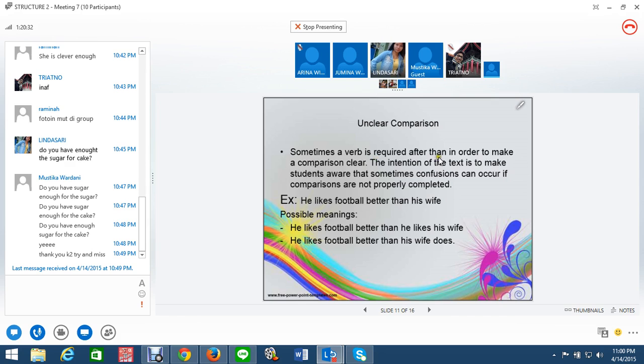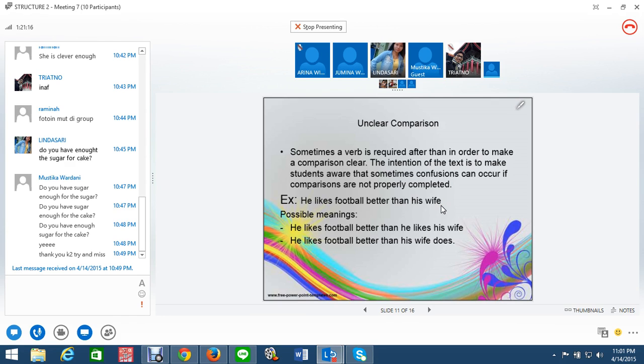Sometimes a verb is required after than in order to make a comparison clear. The intention of the text is to make students aware that sometimes confusion can occur if comparisons are not properly completed. Okay, you can see the example. He likes football better than he likes his wife. He likes football better than his wife. Sometimes in daily life, we always hear this kind of sentence. So this is unclear comparison.